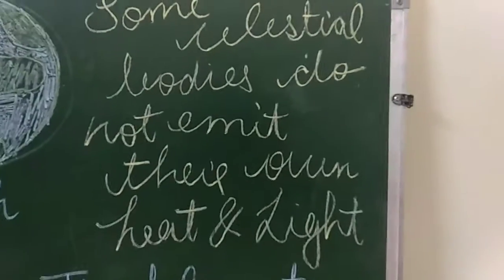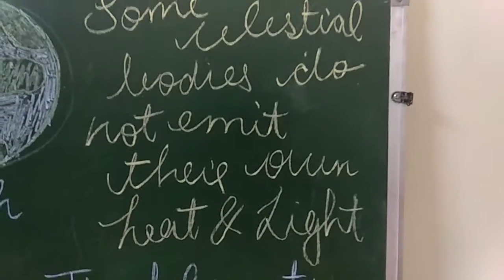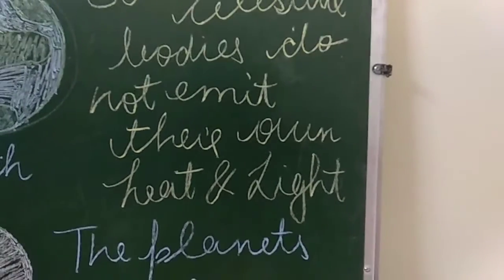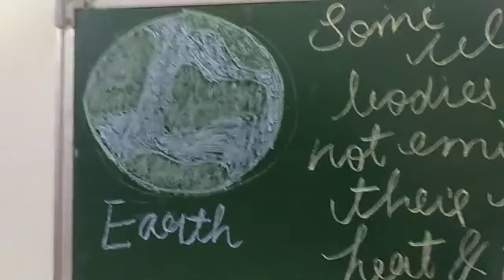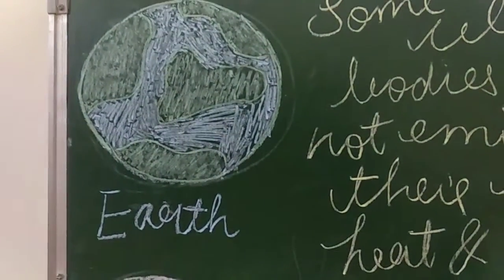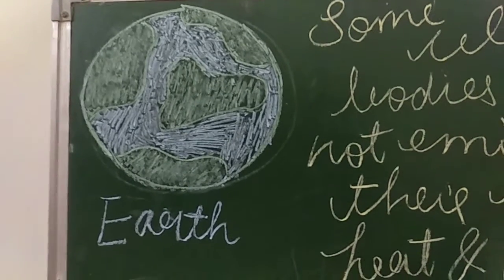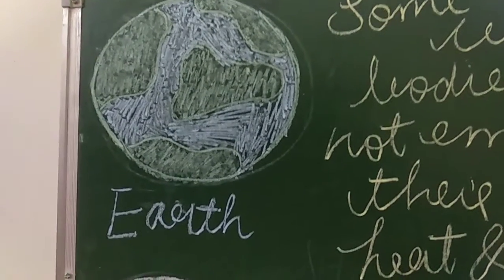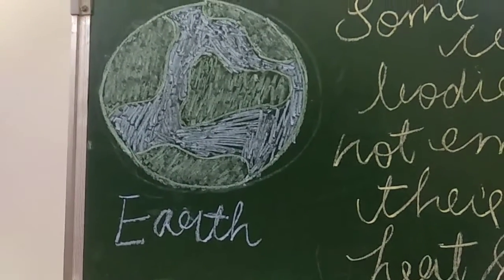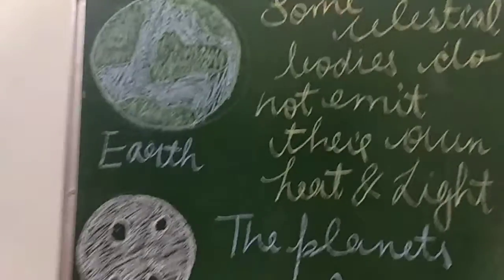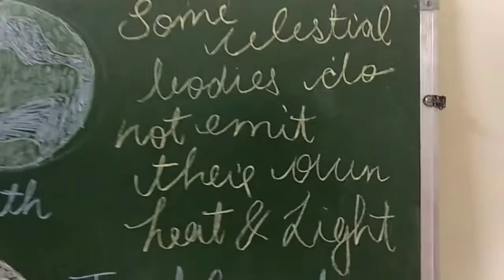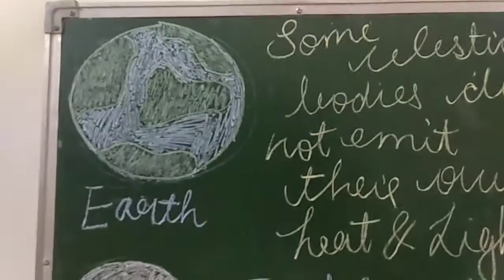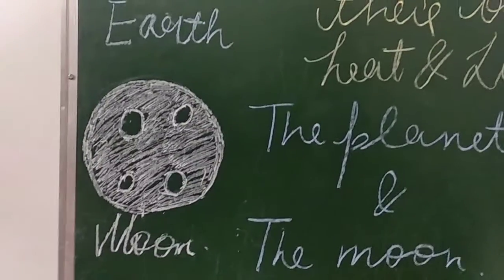Similarly, like the moon, all the planets do not emit their own light. They reflect the sun's light. For example, our Earth. Along with the Earth, there are 7 more planets that do not emit their own heat and light. So, planets do not emit their own heat and light and they reflect the sun's light. The moon also does the same.